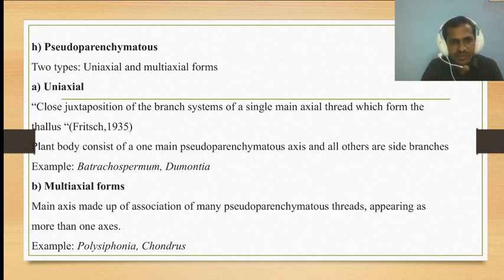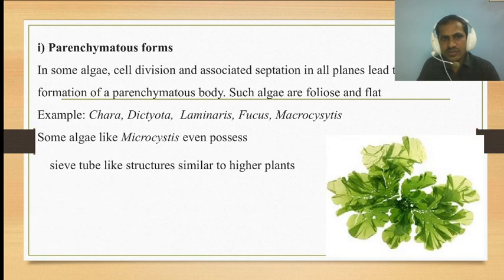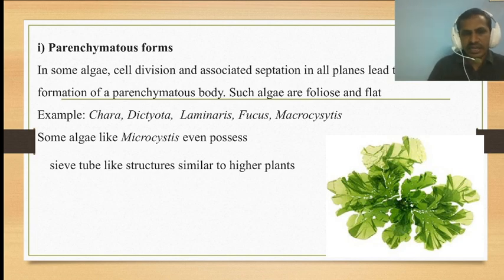Then the multiaxial form. In pseudoparenchymatous forms, the first is uniaxial and the second is multiaxial. The main axis is made up of an association of many pseudoparenchymatous threads appearing as more than one axis, as in Polysiphonia. In parenchymatous forms in algae, cell division is associated with septation in all planes, leading to a parenchymatous body, which is present in Chara, Dictyota and Laminaria. It has a sieve-tube-like structure similar to higher plants.